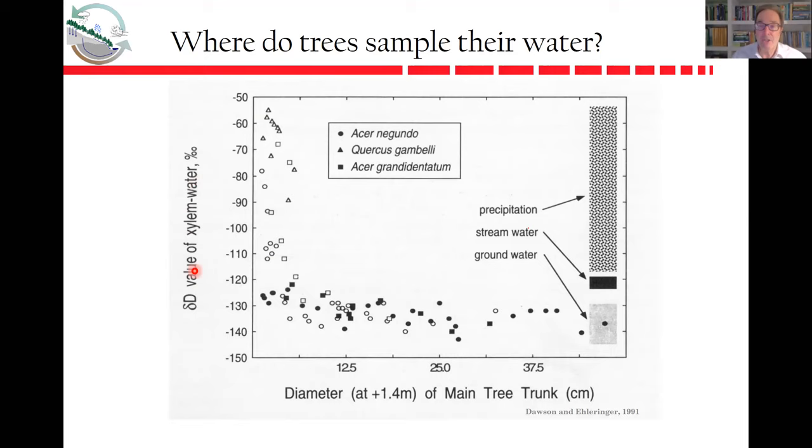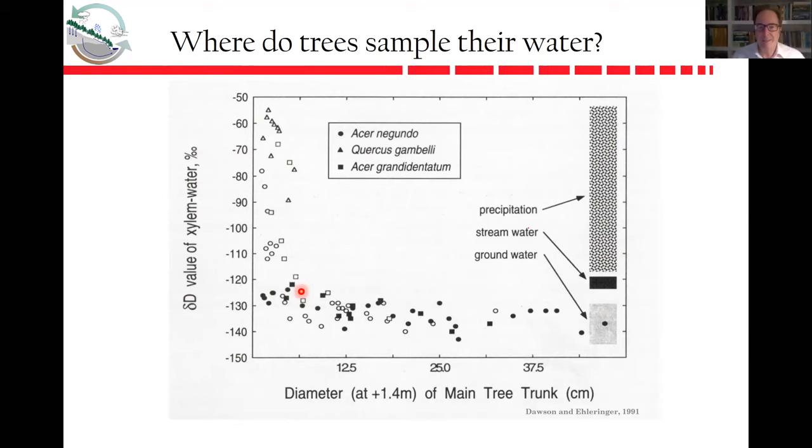And that's on the y-axis. On the x-axis is tree diameter. So they looked at some small trees, three different tree species, some small trees, and then larger trees. And look what happened isotopically. The small trees were using water that looked like precipitation isotopically. The big trees looked like groundwater. And that transition happened when they got to be a certain size or age.